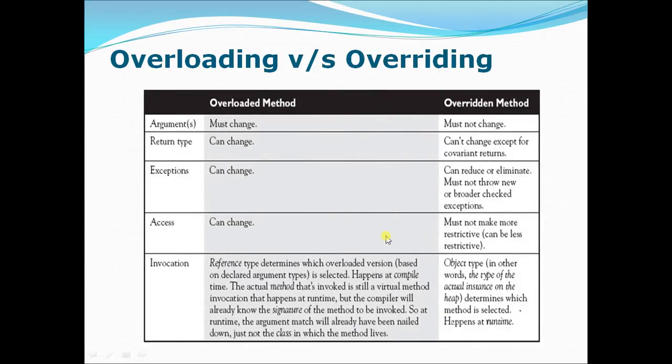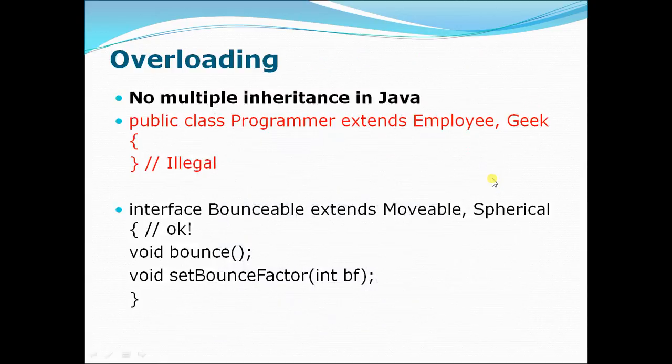So this is the difference which you have already discussed, but this is one of the diagrams. This picture I have copied from the book which we are referring, the SCJP 1.6 book. So same thing: arguments must change for overloading, must not change for overriding. Return type can change, covariant we can have. Exception can change. Here we cannot have; a subclass cannot throw a superclass exception, it should throw a subclass exception only, or the same is fine. Access modifier can change; here we cannot make it more restrictive. So these are the things which you should know.